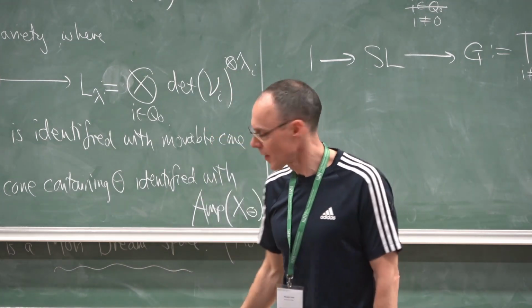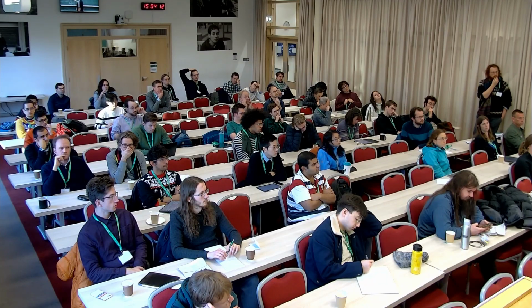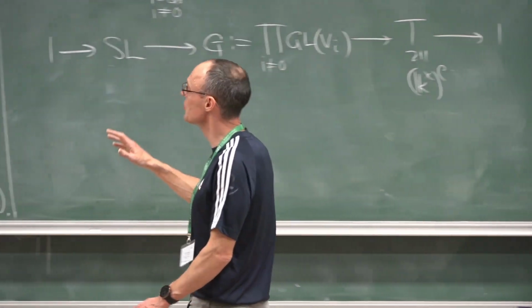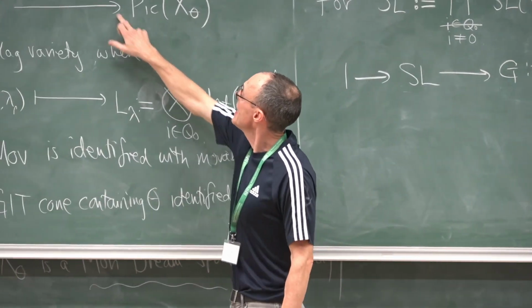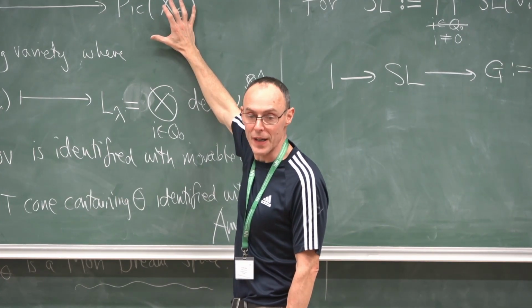Can you clarify what you mean, MOV is identified with the movable cone? Yeah, sorry, you can see I'm fudging here, right? So what I should do, I shan't write, but I'll talk more honestly. In here, let's define a line bundle to be movable if it has no fixed part.